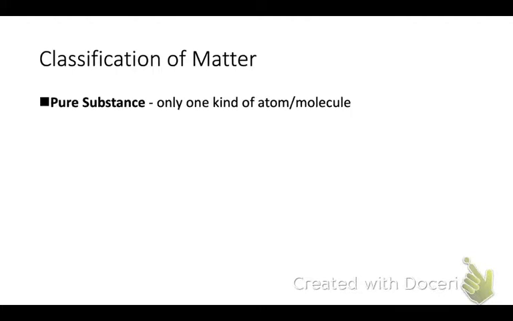We also can classify matter as a pure substance, in which we only have one kind of atom or molecule. For example, copper is considered to be a pure substance. A pure sample of only water is also a pure substance. A pure sample of carbon dioxide is also a pure substance, and so on.